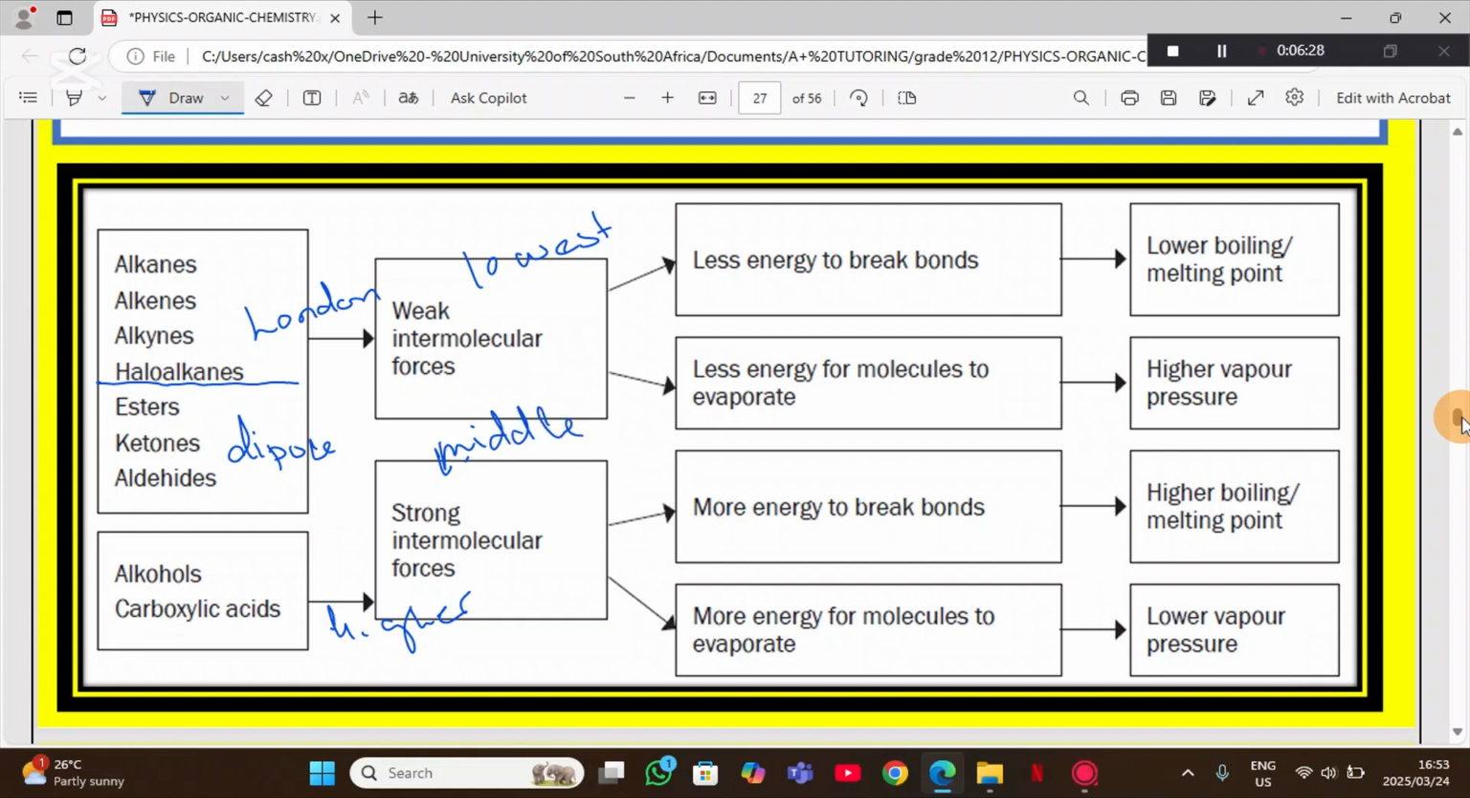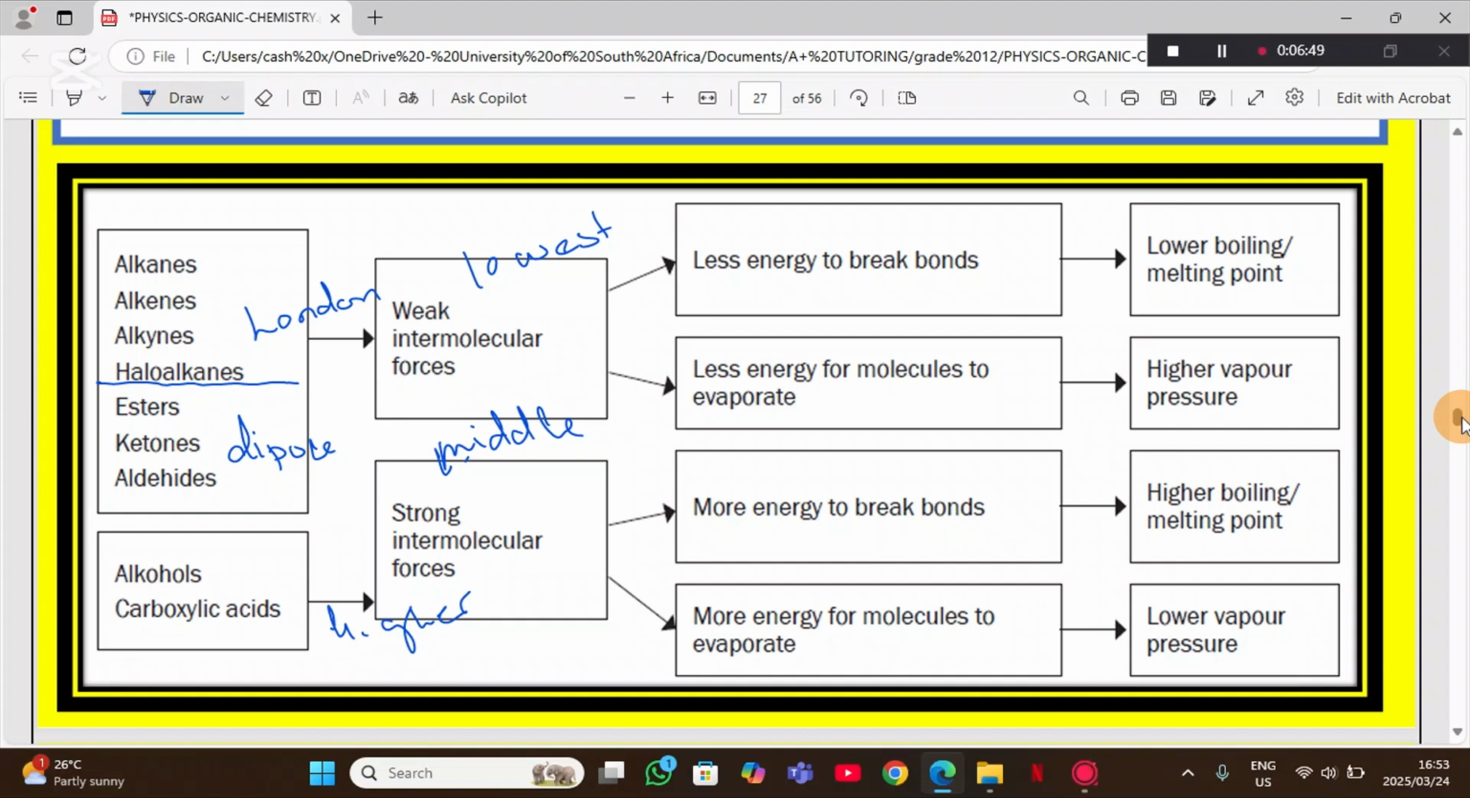So our London forces have the lowest, meaning they need the least energy to break, making the boiling point low, right? And remember, once boiling point and melting point are low, our vapor pressure is high. So once you have strong intermolecular forces, you have higher boiling points.